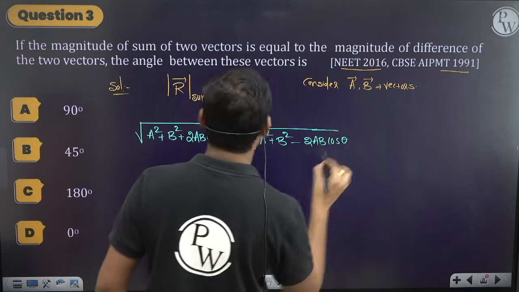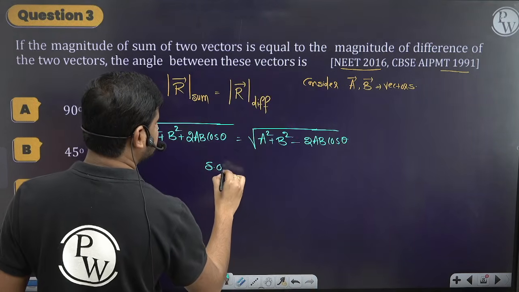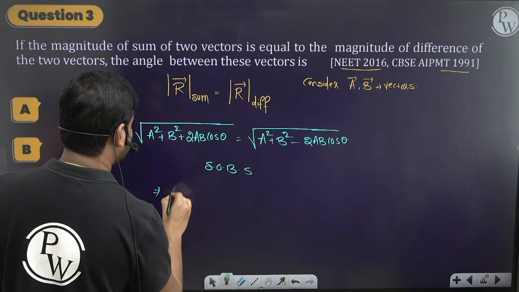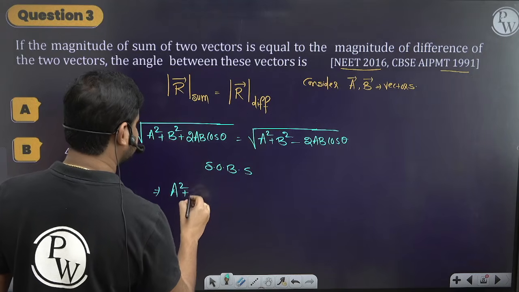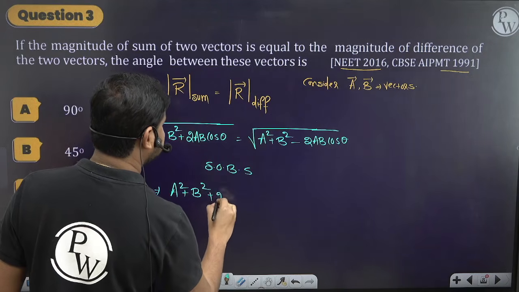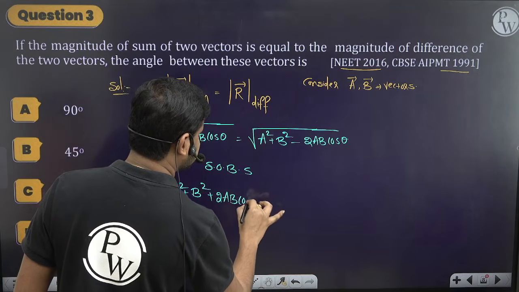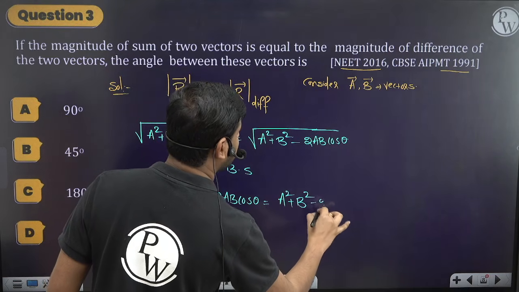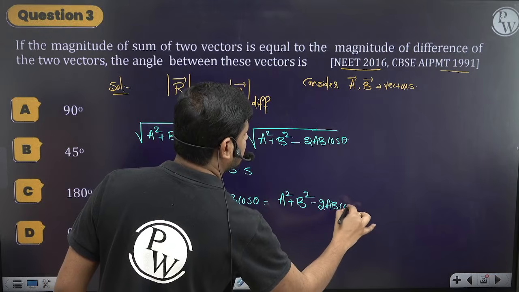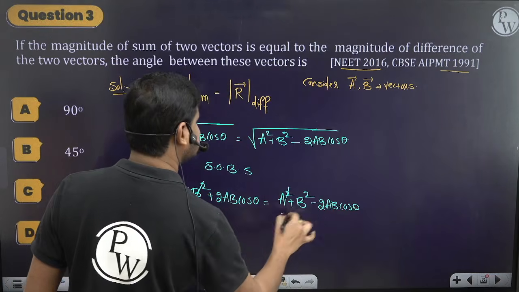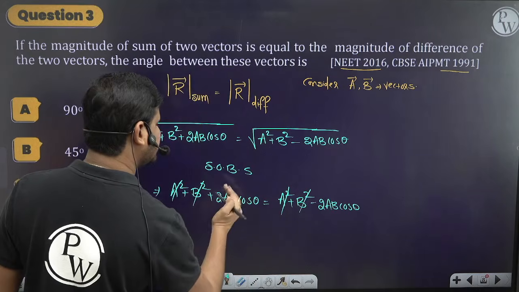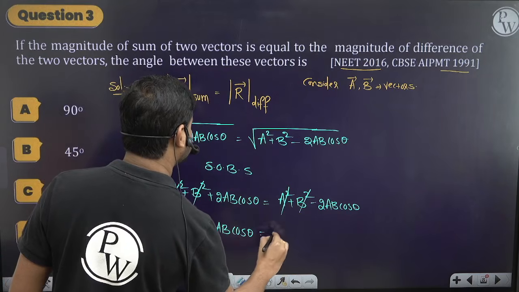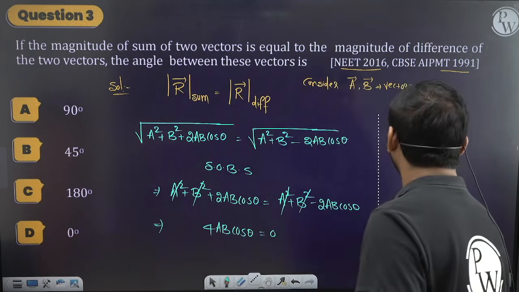So from here, let's square both sides. Now the root cancels on either side. So A square plus B square plus 2AB cos theta is equal to A square plus B square minus 2AB cos theta. Right. So from here, A square and B square cancel. If you bring the minus 2AB cos theta to this side, it becomes 4AB cos theta is equal to 0.